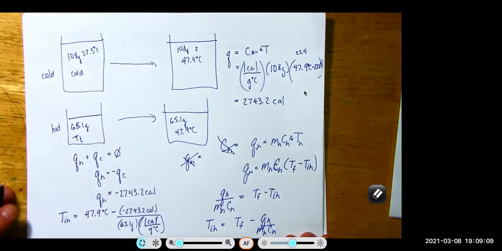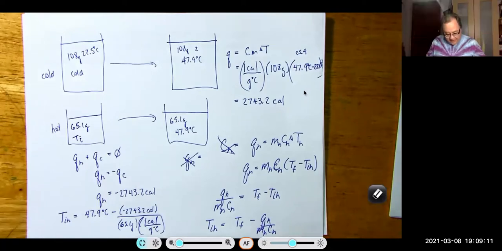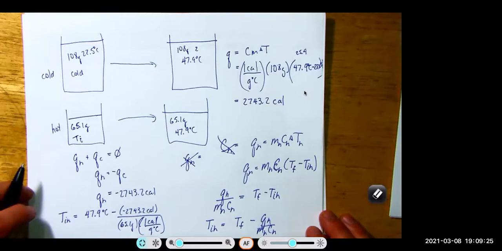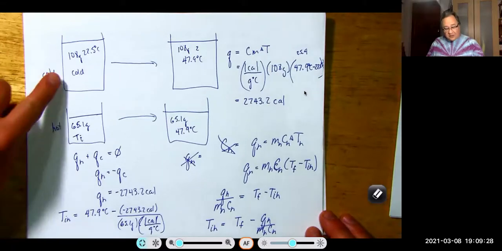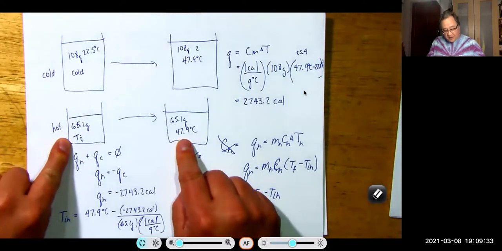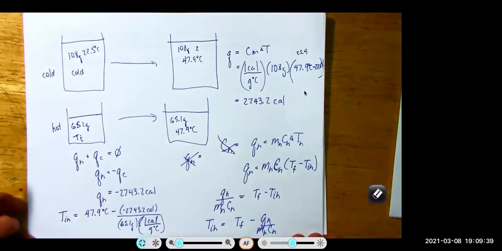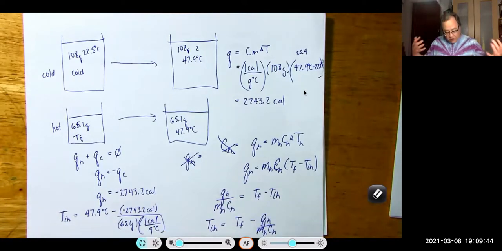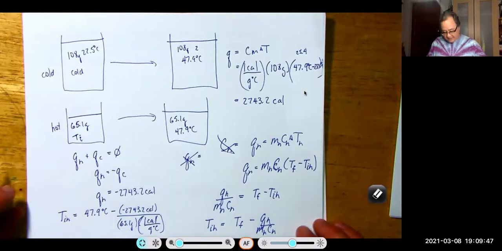We have to be careful here because it looks like we're going to be adding temperature to 47.9. Does it make sense that the hot water starts out hotter than 47.9? Let's think about it. Here's your cold water, here's your hot. Does the hot start above 47.9 or below? Above. And the negative and the negative will be a positive, so we're adding a number to that. So T initial will be hotter than 47.9. So we like that.